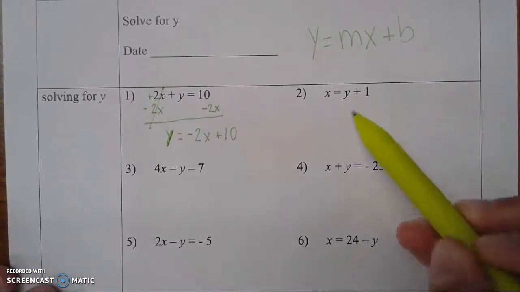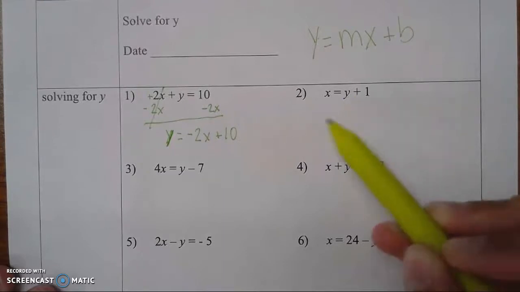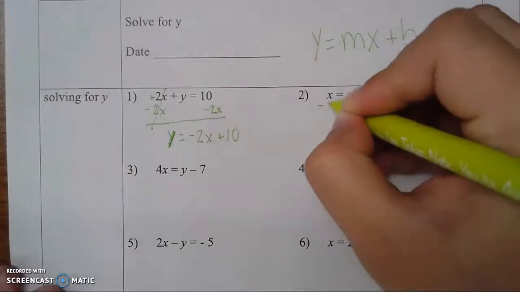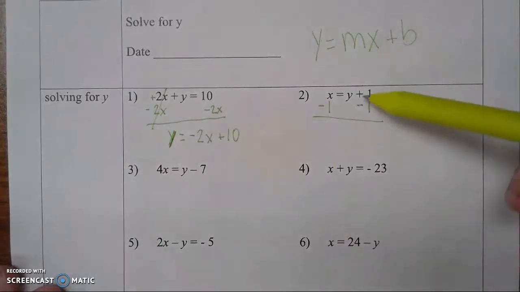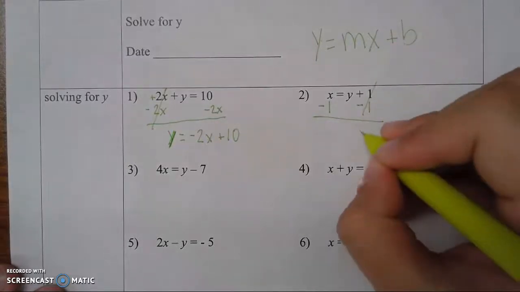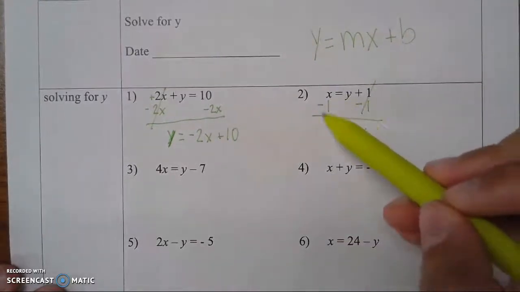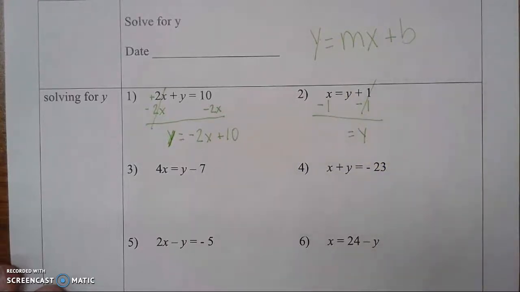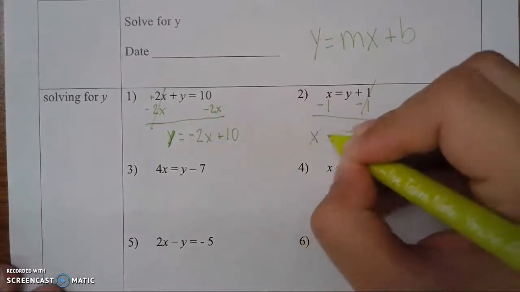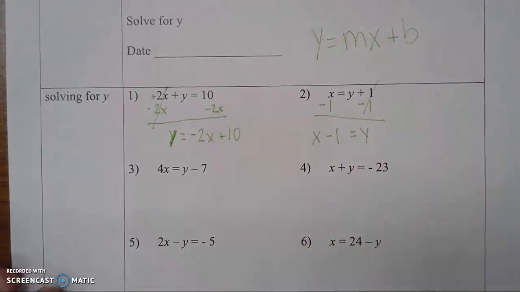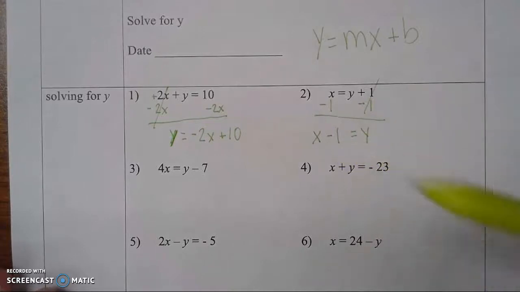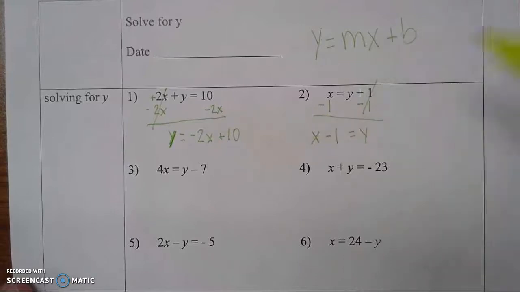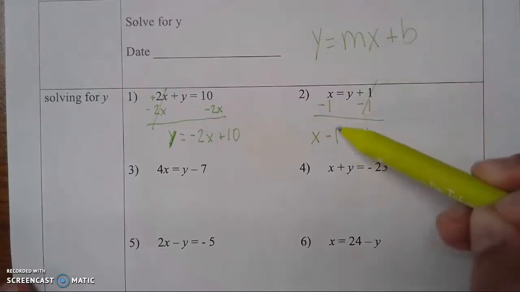Same thing for number 2. We want to isolate y by itself, so I need to move this plus 1 over to the other side. The opposite of adding 1 is to subtract 1. So your plus 1 minus 1 will cancel, and you'll be left with y equals. And then x minus 1, again, you cannot combine x minus 1 because they are not like terms, so you just leave it alone. So to isolate the y, we got x minus 1 equals y. In this case, my slope m would be this imaginary 1 here, and my y-intercept, the plus b, would be negative 1.